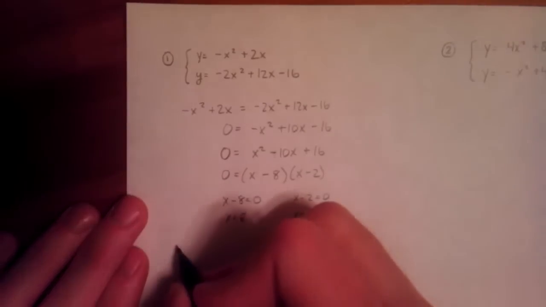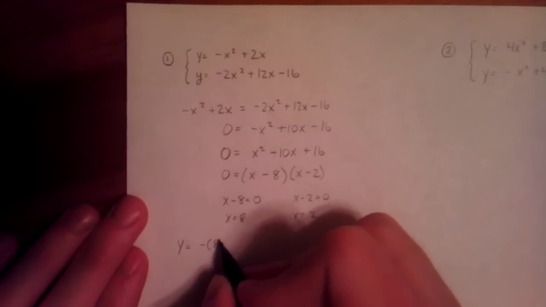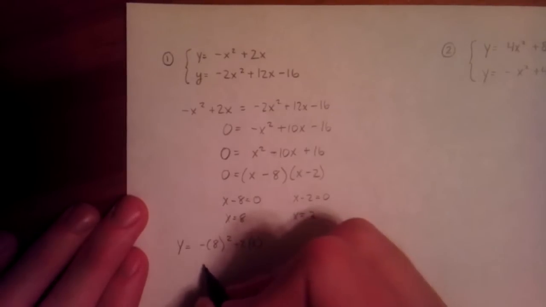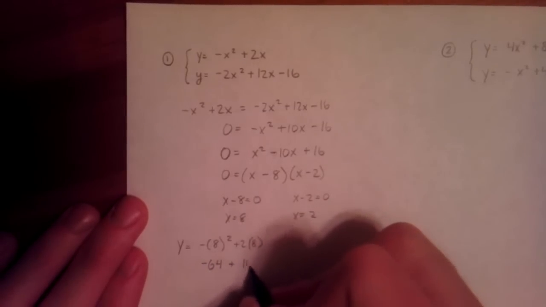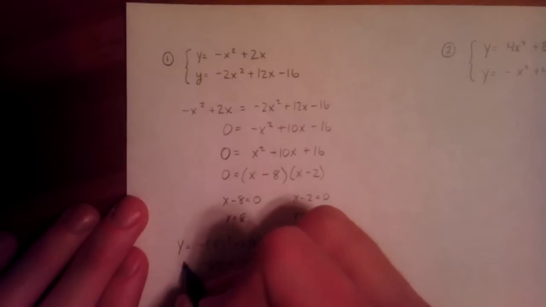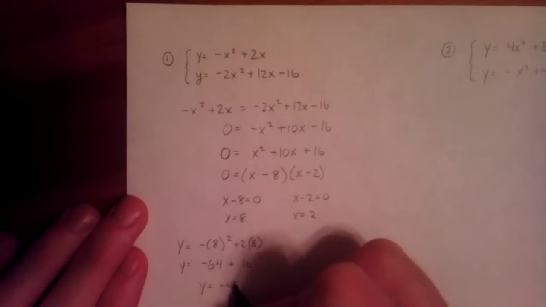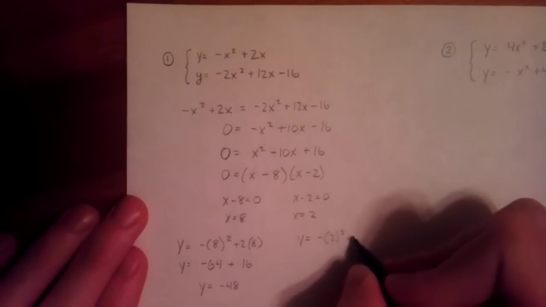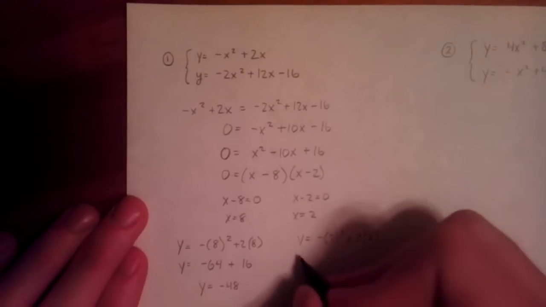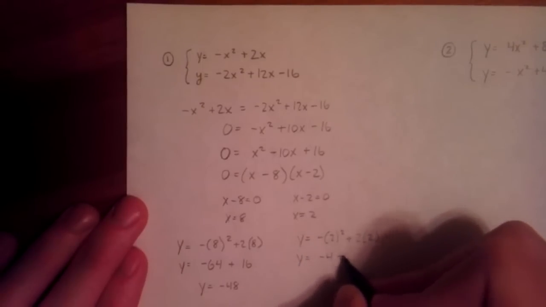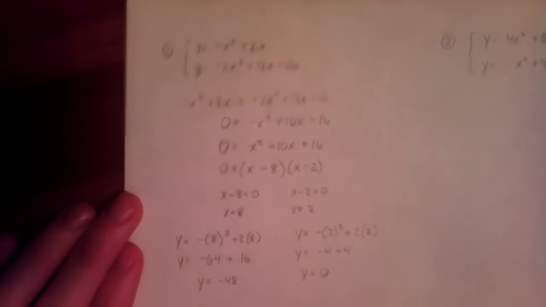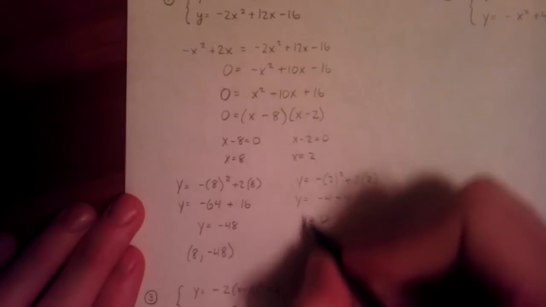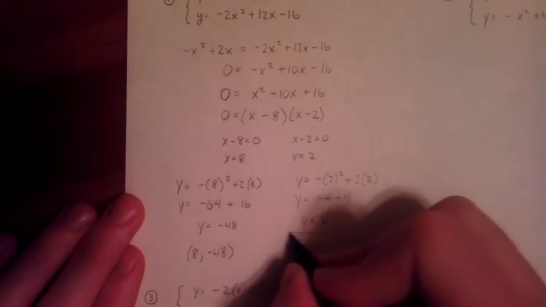So I'm going to take what x is equal to and plug it back into our top equation and see if I can solve and find the y values. So here y would equal negative 48, and here y would equal 0. So my two solutions, one of them lies at the point (8, -48), and the other one lies at the point (2, 0).